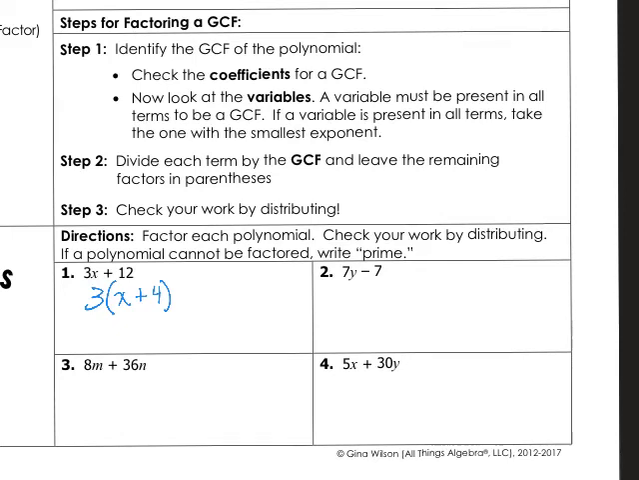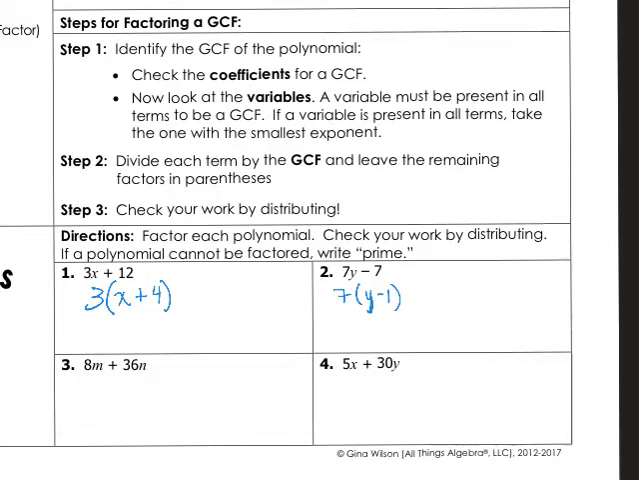Okay, let's look at this next one. What do they both have in common? Well, they both have a 7 in common, but they don't both have the y. So if I factor out a 7, I divide 7y by 7, and I get 1y left. And then I take negative 7 divided by 7, and I get negative 1. Well, could I pull out a negative 7 and leave myself with negative y plus 1? Yes, I could, but remember our discussion from yesterday. You really want to leave your variables positive if at all possible.